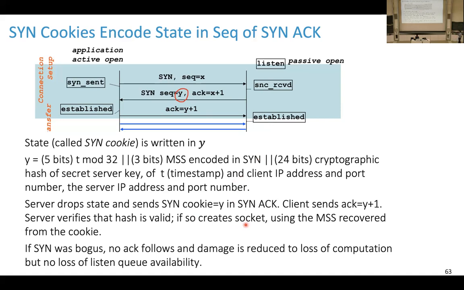So here you have a penalty because on the server you need to compute this cryptographic hash, and this computation can be long because it requires some computing time. So the damage is now reduced to computing time, but not on operating system resources which become unavailable. So you avoid that the server is out. So this is the better solution. So this is the global idea of SYN cookie.